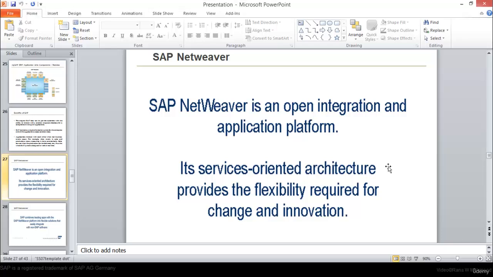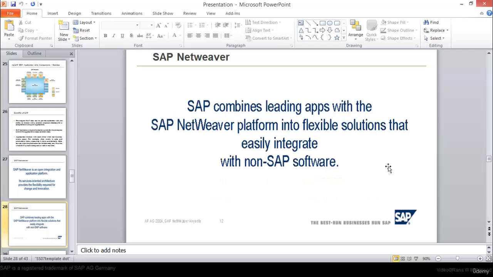SAP NetWeaver is an open integration and application platform. Its service-oriented architecture provides the flexibility required for change and innovation. SAP combines leading apps with the SAP NetWeaver platform into flexible solutions that are easily integrated with non-SAP software.